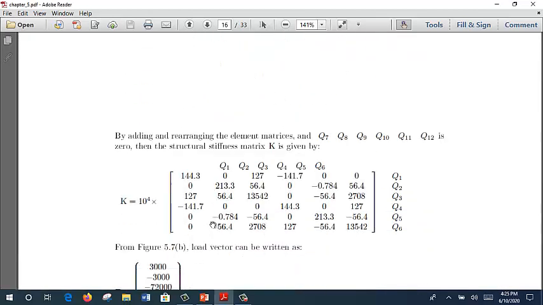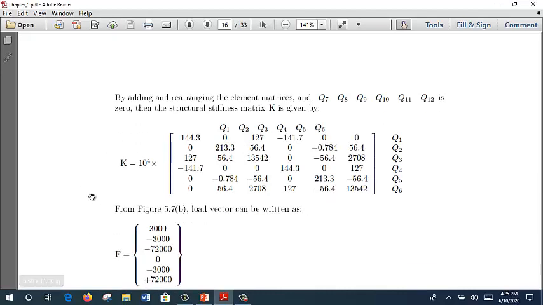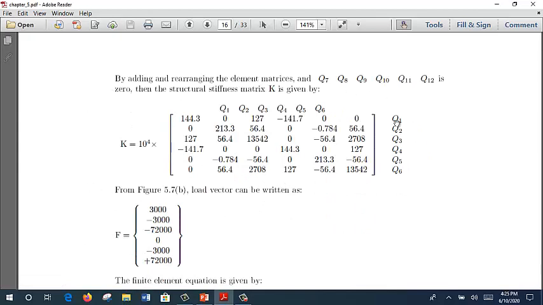And then you make the arrangement, considering the boundary conditions of the nodes for every element. So you can get that Q7, Q8, Q9, Q10, Q11, Q12 is 0. So you can simplify it, and then you will get the global stiffness matrix of your system.